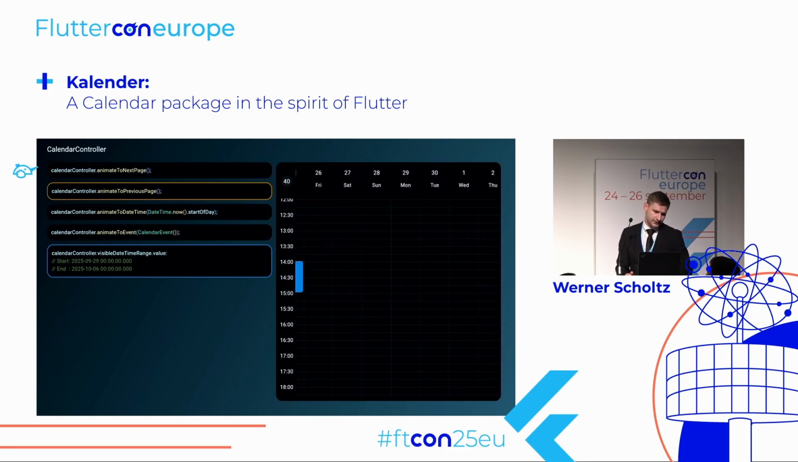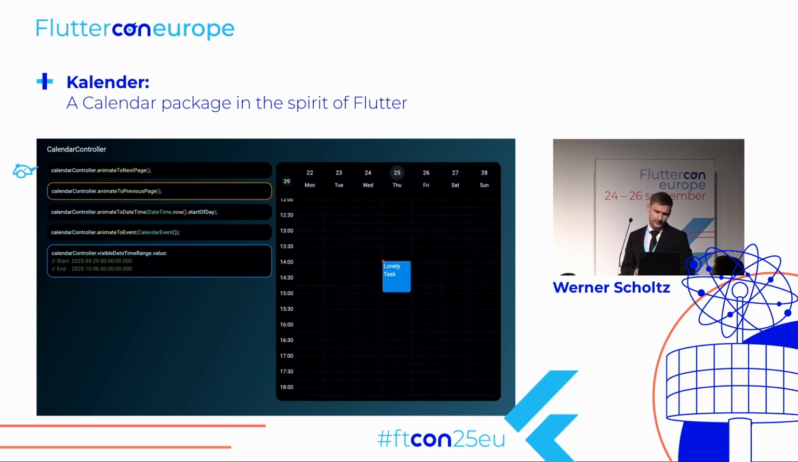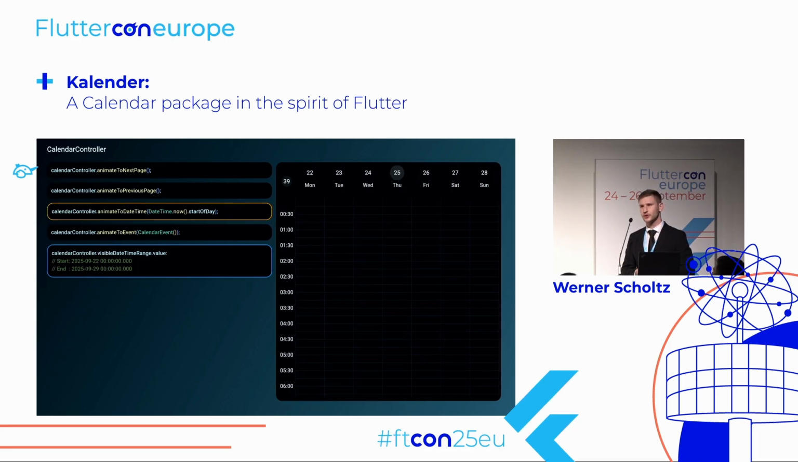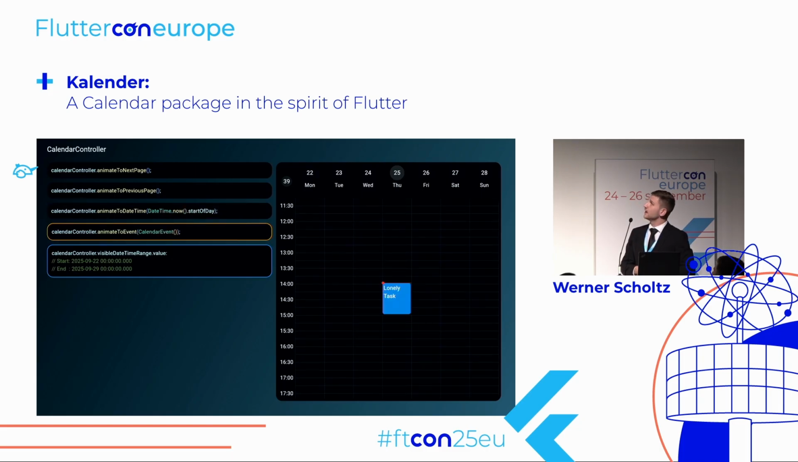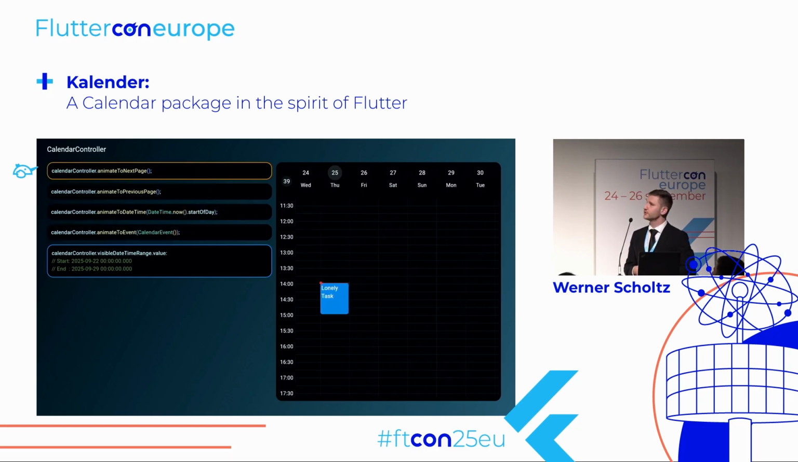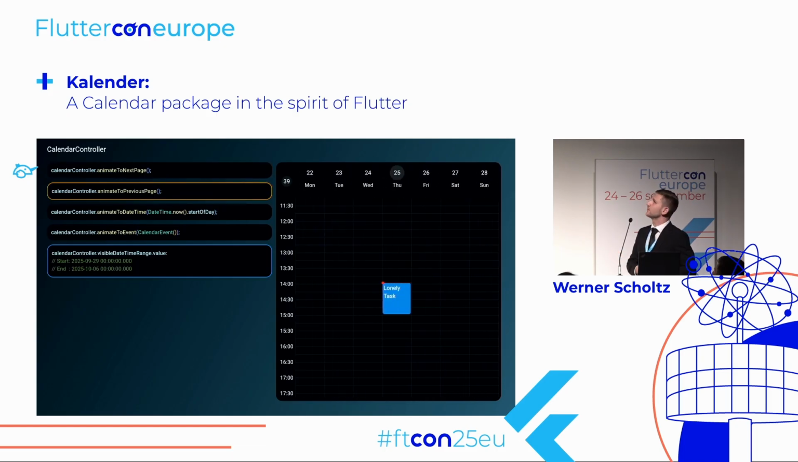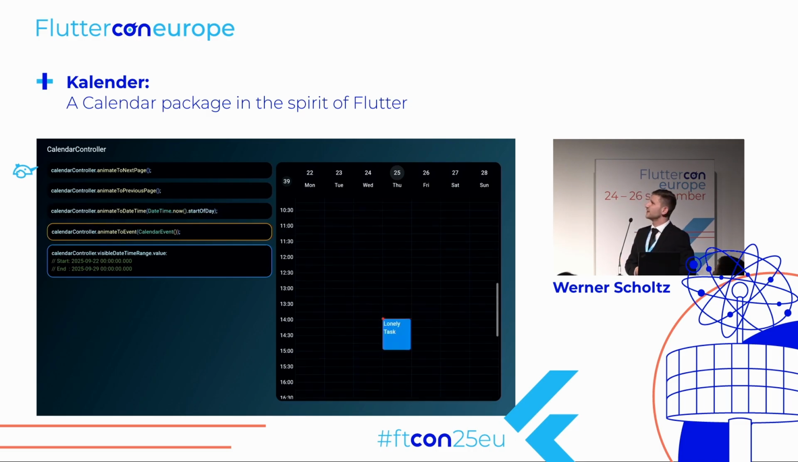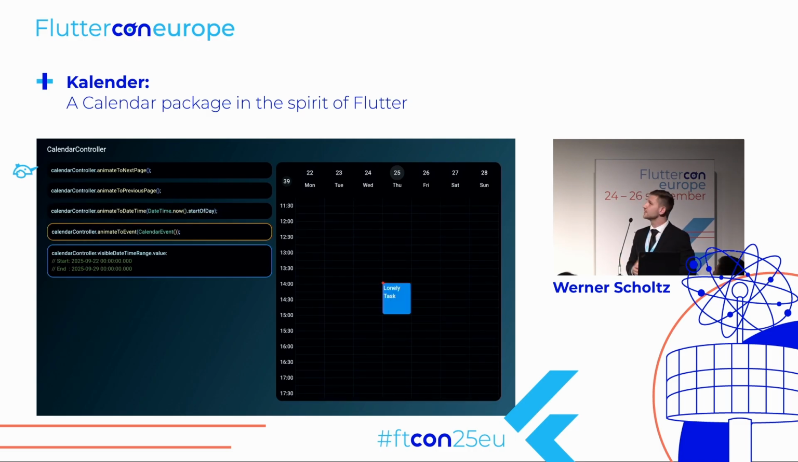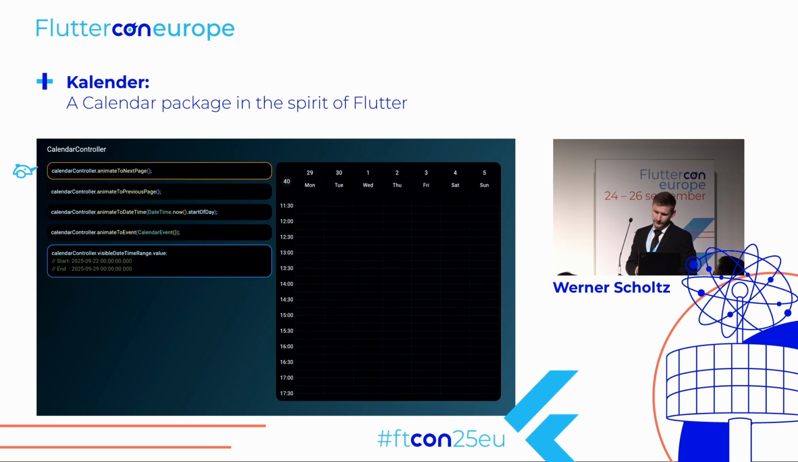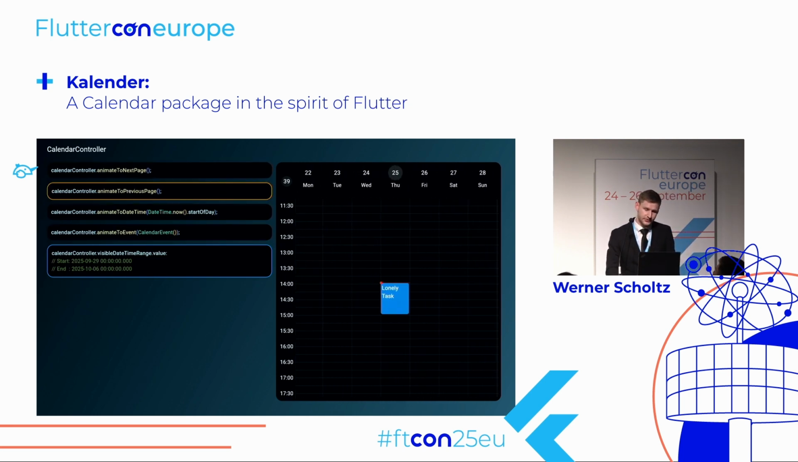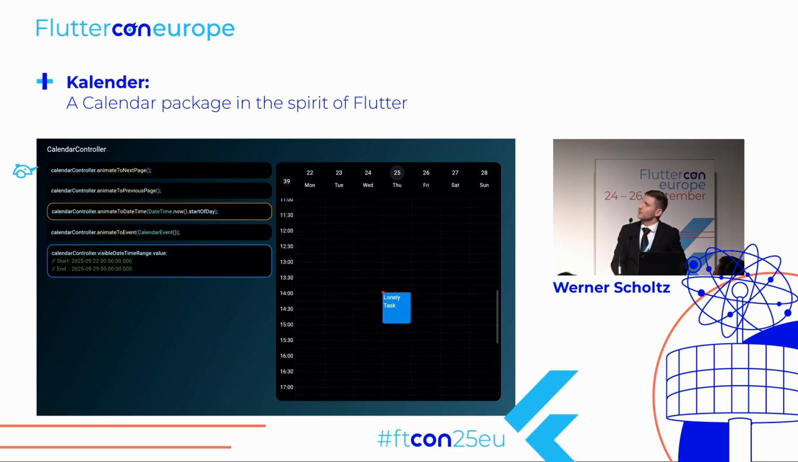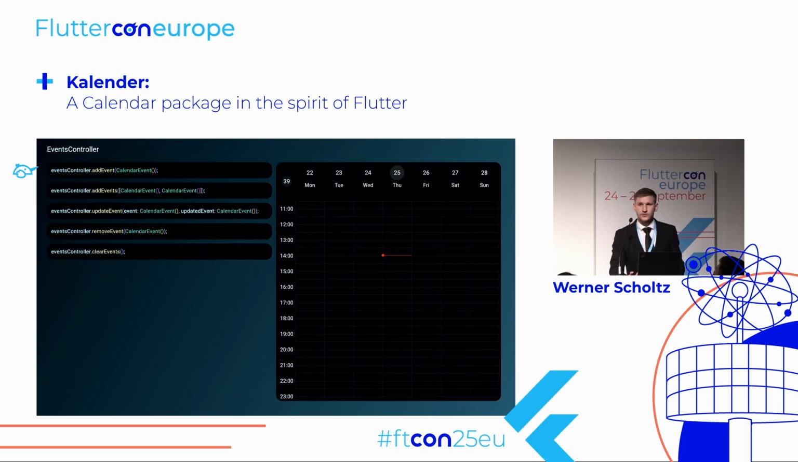So let's just go back to the calendar controller and look at what it can do. It basically just provides a couple of methods to programmatically control the widget. So you can animate to specific date times or events or whatever you want. It also exposes some useful values in value notifiers, like, for example, the visible DateTime range being exposed, and that changes whenever a page changes.